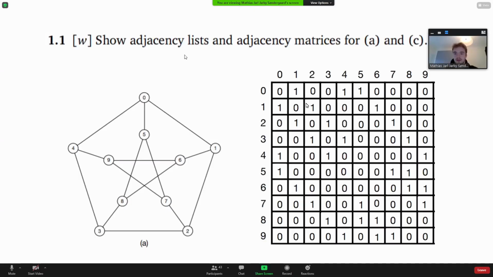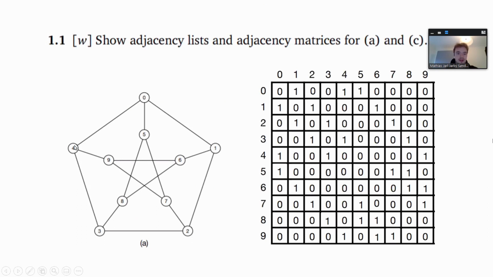has 3 ones. And this is necessary because each node in the graph has 3 neighbors, right? So a quick check to see if this is somewhat correct is to check if you have 3 ones in each row.